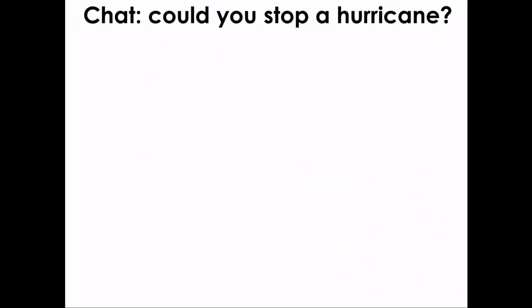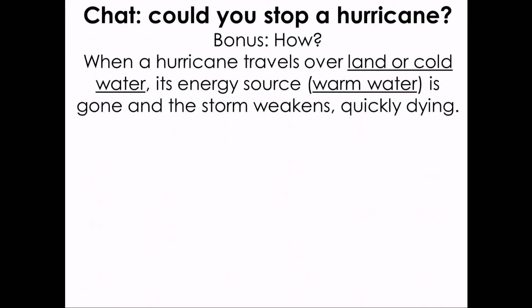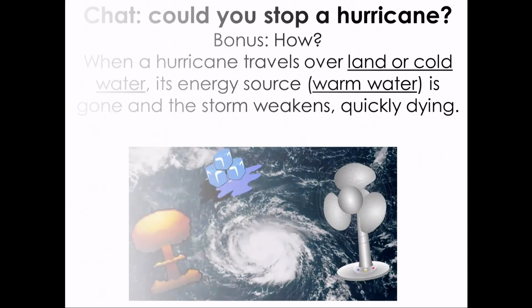Well, turns out it's really hard to stop a hurricane. There's probably better ways to evacuate the places that hurricanes are going to hit. But theoretically, if a hurricane ran over land or ran over cold water, that would be one way to stop a hurricane. Naturally, obviously, it's kind of hard to make the ocean cold. But yeah, since hurricanes are powered by warm water, if you were to make the water cooler, that would be one way to stop it.